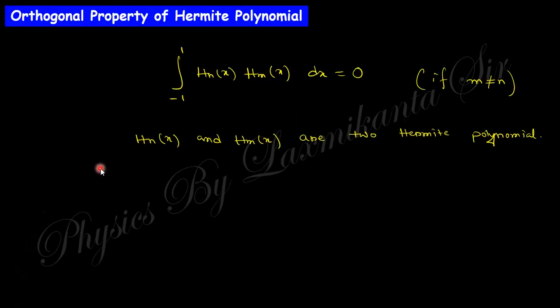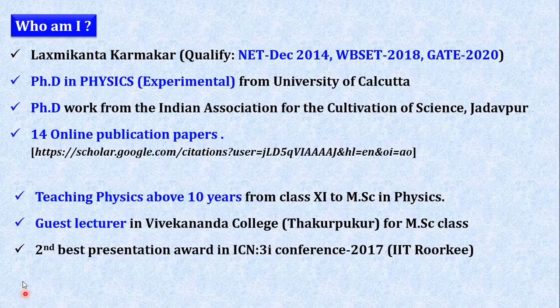Next is the orthogonal property of Hermite polynomial. These are the two Hermite polynomials. The integration of their product must be equal to 0 if m is not equal to n. Clear? So this is all about the Hermite differential equation, Hermite polynomial, recurrence relation, orthogonality, etc.